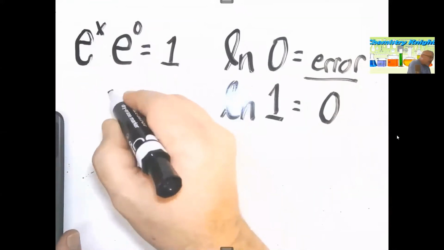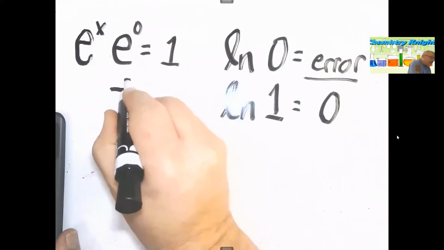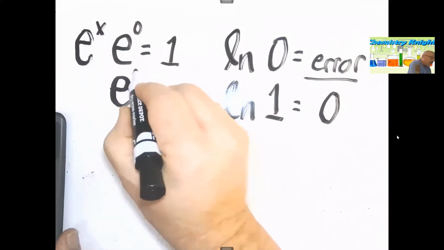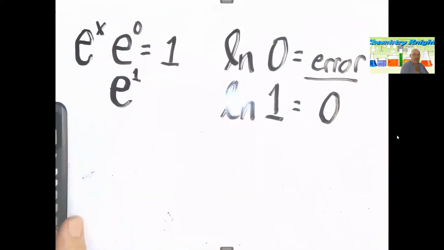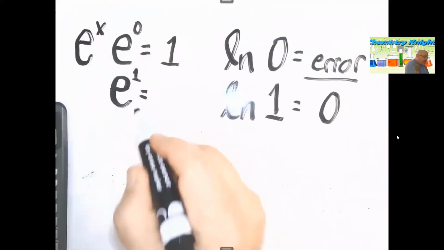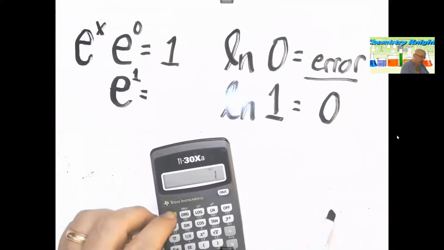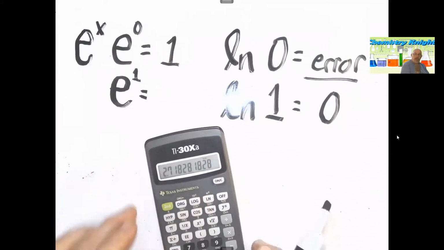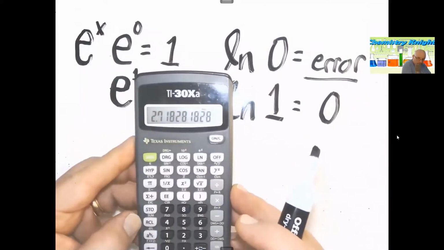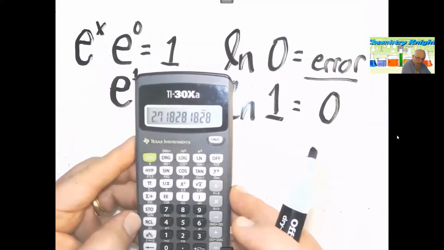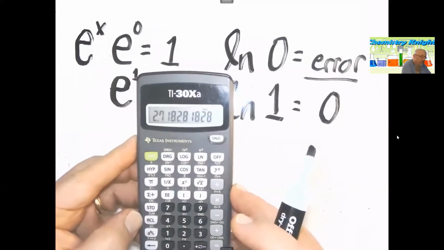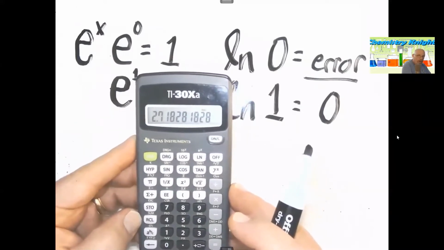Well, I'm sure you can guess what's going to happen next. I'm going to do e to the 1, which of course is going to be just the same thing as the value for e. So let's take 1. Let's go second function, e to the x. Let's see what we get. Well, hello. 2.71828182828. This is one of those numbers that goes on and on, right?